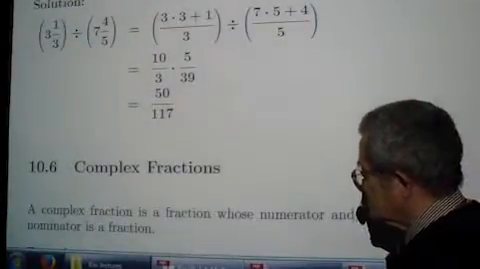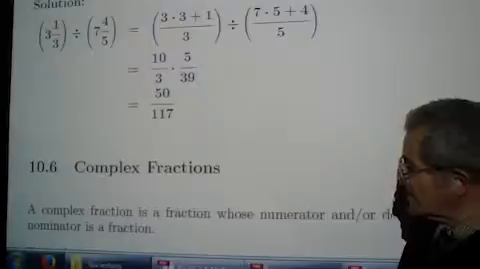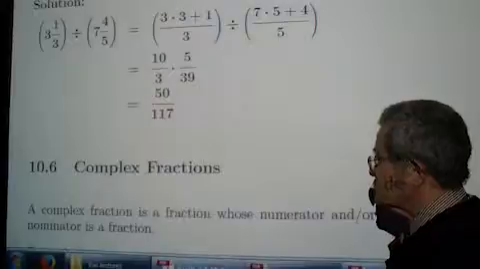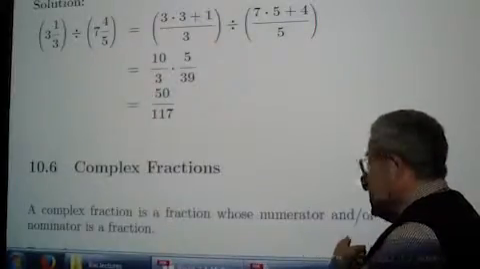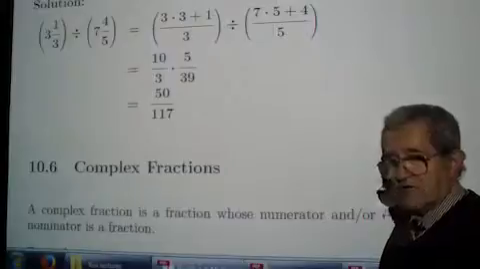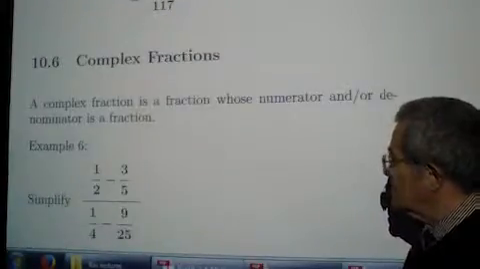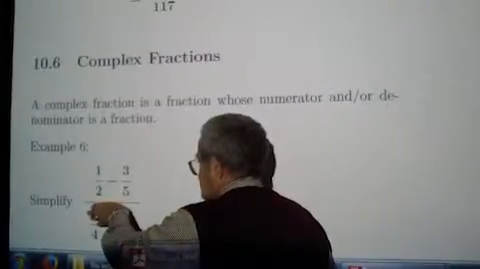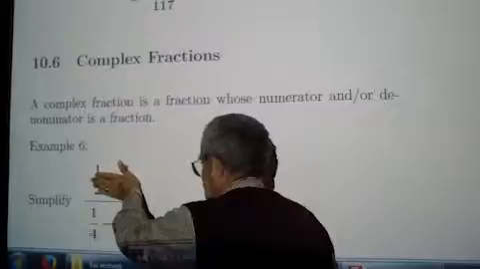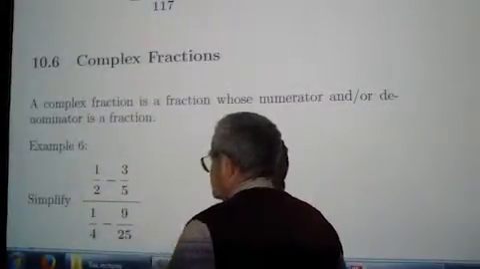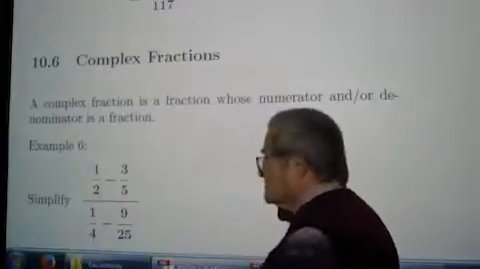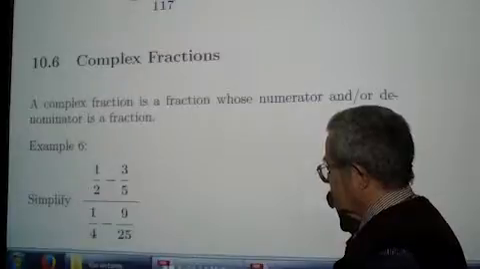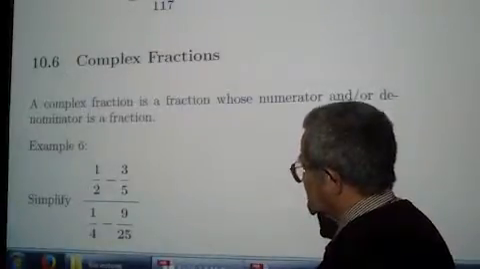Complex fractions. What is a complex fraction? You've heard of complex numbers. This has nothing to do with complex numbers. A complex fraction is a fraction whose numerator and or denominator is a fraction. The numerator is a fraction, actually two fractions. The denominator has fractions, let's put it that way. The numerator and or the denominator have fractions. Then you have a complex fraction.